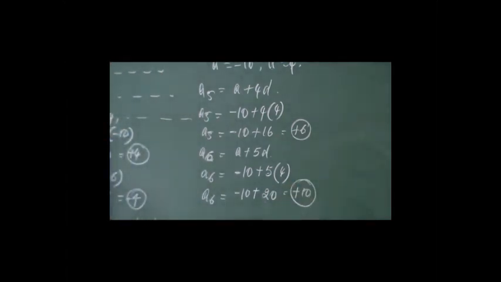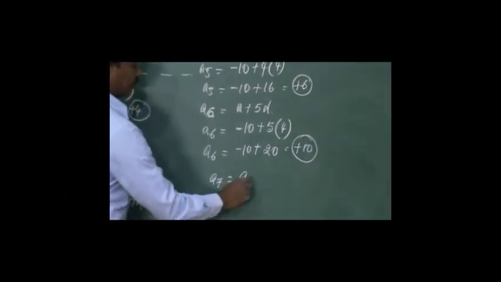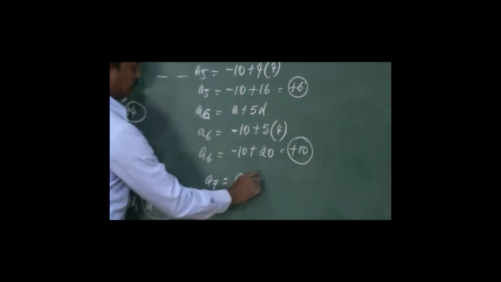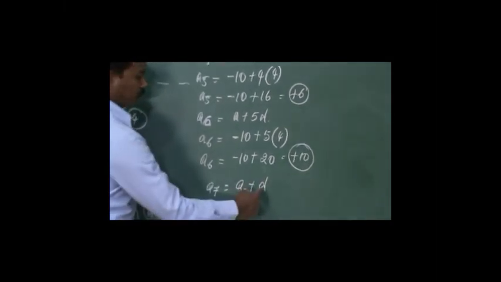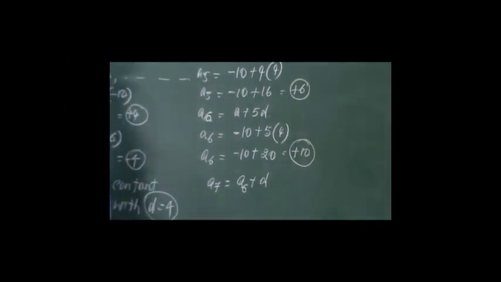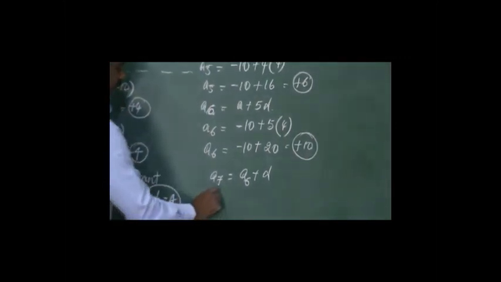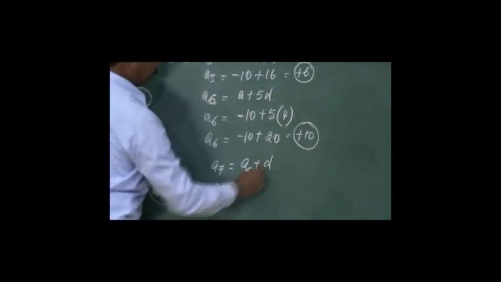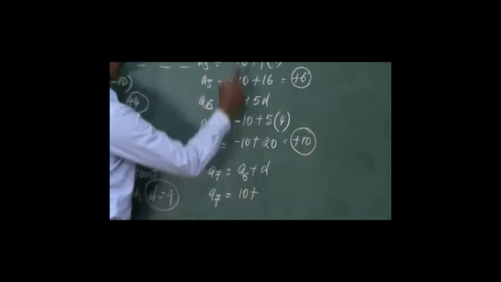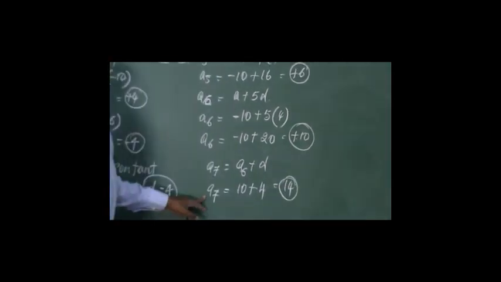So let us change a little bit. We'll change the method of finding out the 7th term. The 7th term can be found out by using a very simple technique. If you add one time the common difference to the 6th term, you are going to get the 7th term. Can we do it? Is this feasible? Yes, no doubt we can do this. So A7 is equal to A6, it's already here, 10 plus D, which is 4. 10 plus 4 is 14.